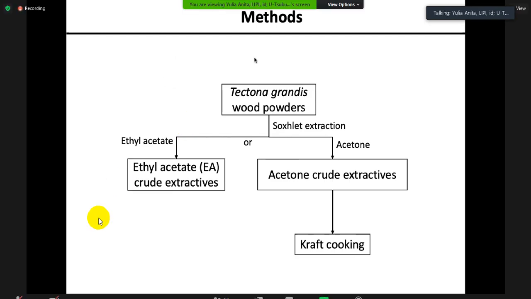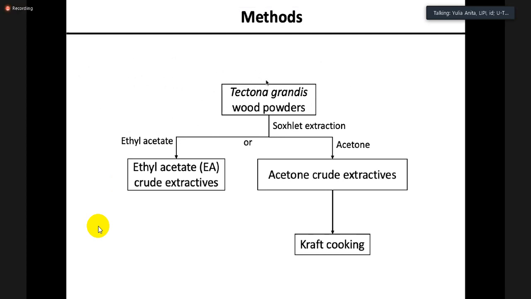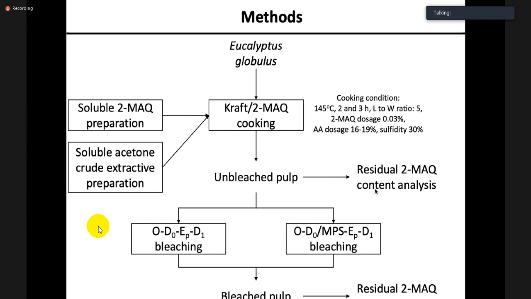So we use teak extractive containing 2-MAQ as an additive for the kraft cooking process. To get the teak extractive, first we extract Tectona grandis powder using 2-sulfan, acetone or ethyl acetate to get a high amount of 2-MAQ. Then this extract is used as an additive in kraft cooking. For the cooking condition, we use 50 grams of Eucalyptus globulus based on oven-dried wood. Then we add MAQ preparations, from commercial source and from the extract, which contains 0.03% MAQ, to conduct kraft cooking.